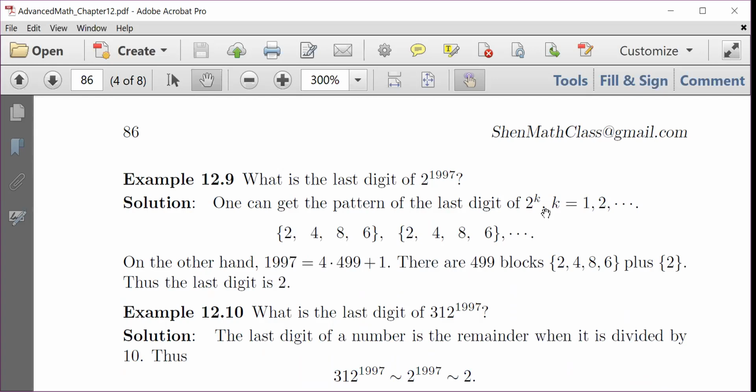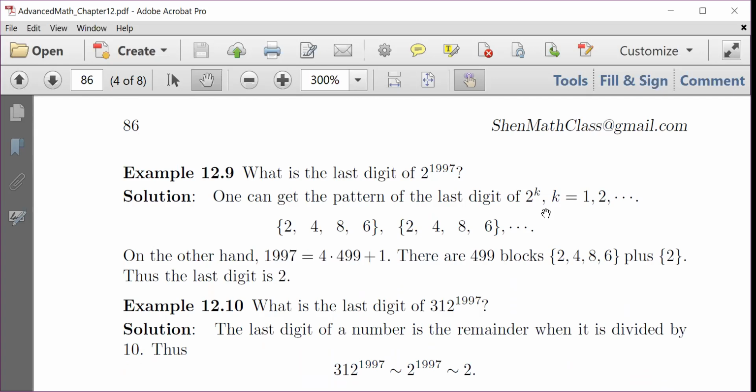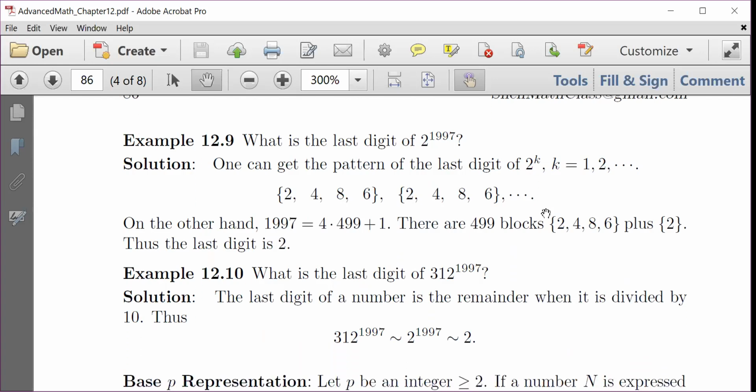I skipped some steps here, but this is where you just trim. The idea is to trim the larger number to a smaller number. If we only consider the last digits or the remainder, then you can always drop the large number and replace it by a small number.